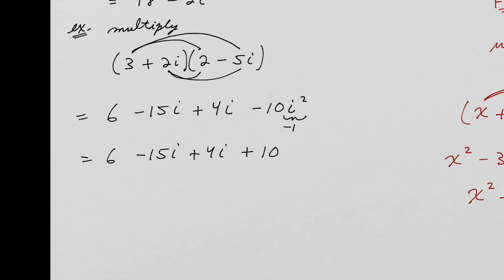Now we can combine the real number parts. I'll write that first. So 6 plus 10 is 16. And then I'll combine the imaginary parts. Well, negative 15i plus 4i is negative 11i. So that would be my answer. 16 minus 11i. Okay, great.